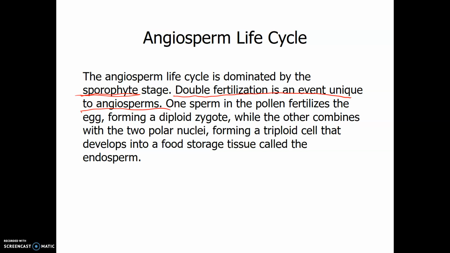There's one sperm in the pollen that fertilizes the egg, and that sperm and that egg form a diploid zygote, just like what happens with humans. Then there is another sperm that combines with two polar nuclei, and that forms a triploid cell. That means it contains 3 times the chromosomes. Instead of 2 copies of chromosomes, it contains 3 copies. And the triploid cell develops into food storage tissue called the endosperm of the seed.